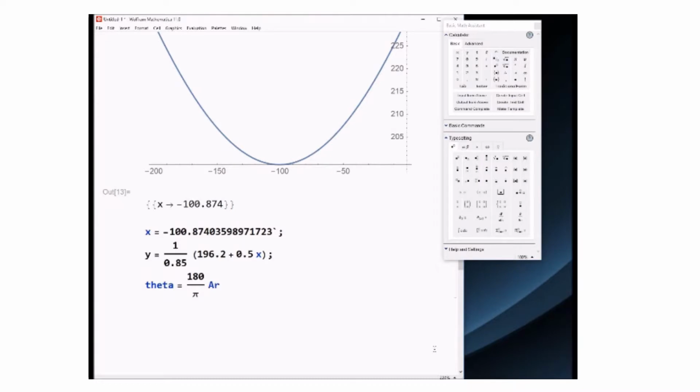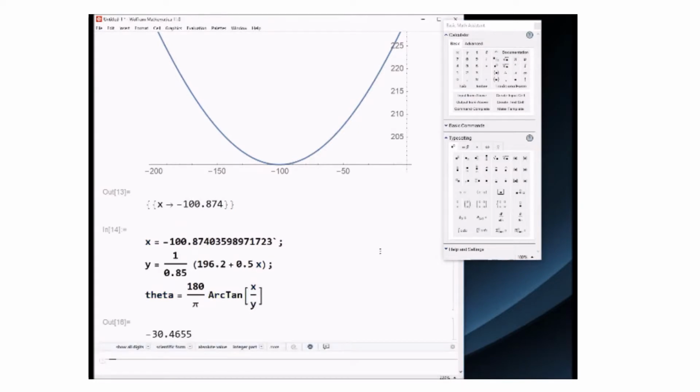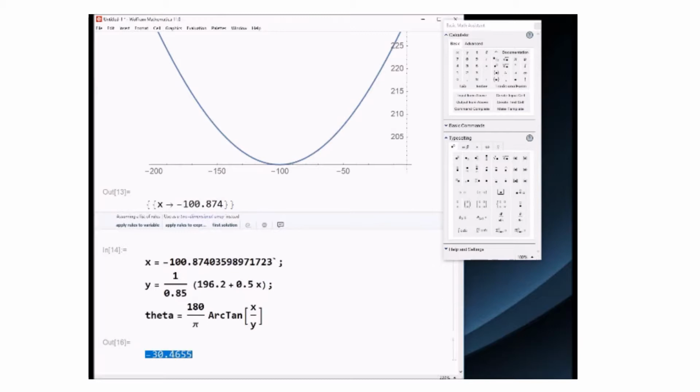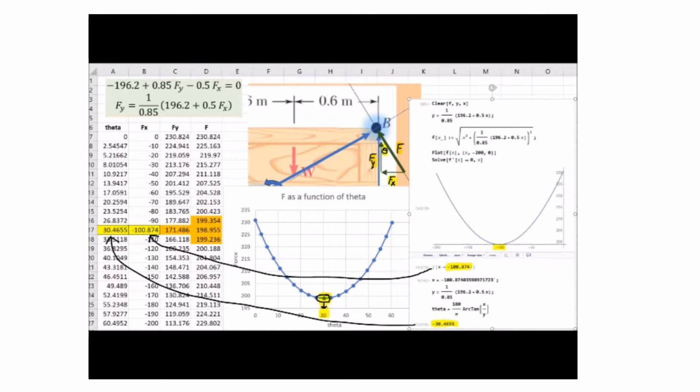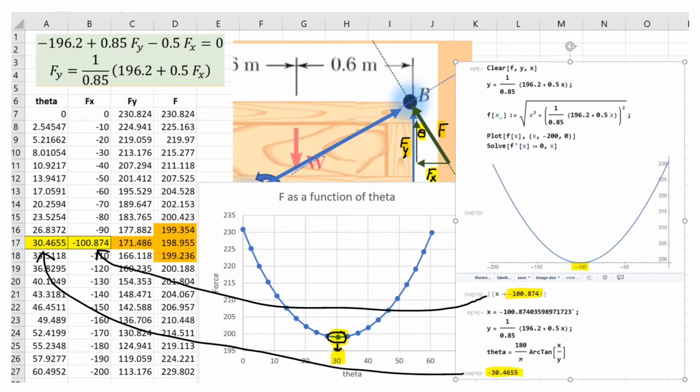Mathematica uses radians, just like Excel uses radians, so convert that over to degrees, and we're just looking at the angle between that x and y component. So there would be the exact value. We're looking at a force of 100.874, and this would give you an angle of 30.4665. Here's another comparison for how that analytic Mathematica solution maps out to the Excel worksheet, and you can pause the video here if you want to study that a little bit.